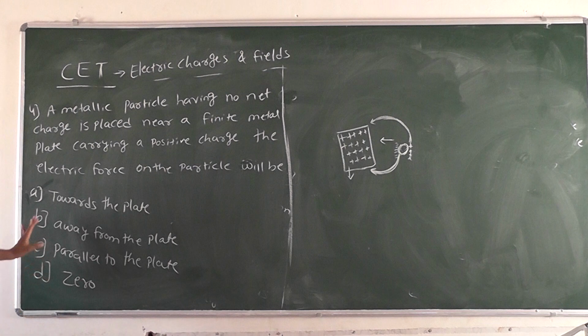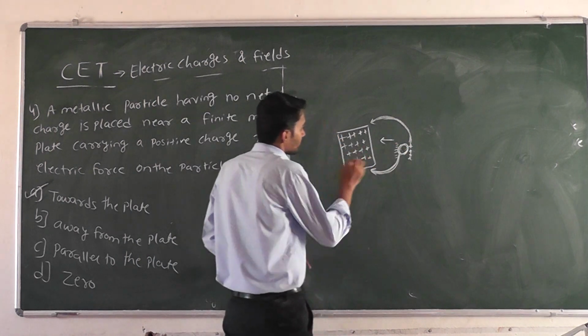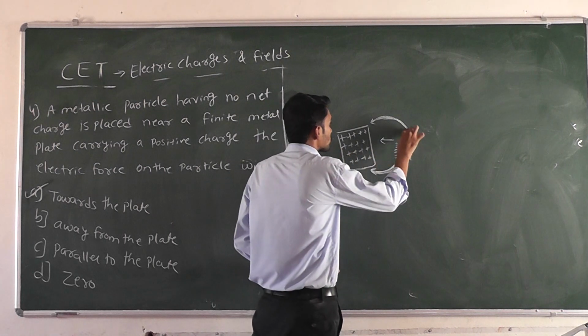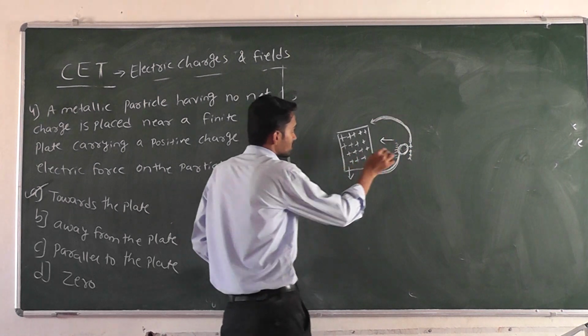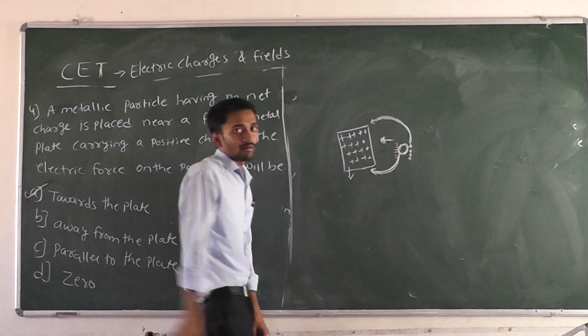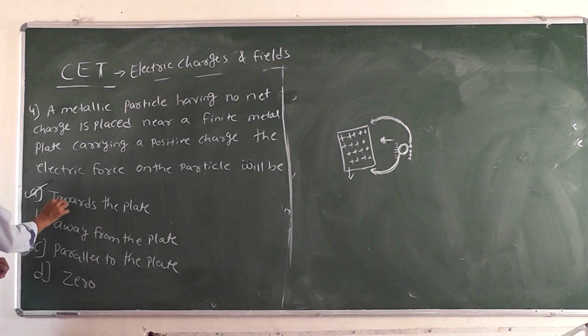Compared to all these options, option A is right: towards the plate. By seeing this figure, the force of attraction is very large and the force of repulsion is less. So this is a very light particle, and it is attracted towards this finite plate. According to all these four options, it will move towards the plate.